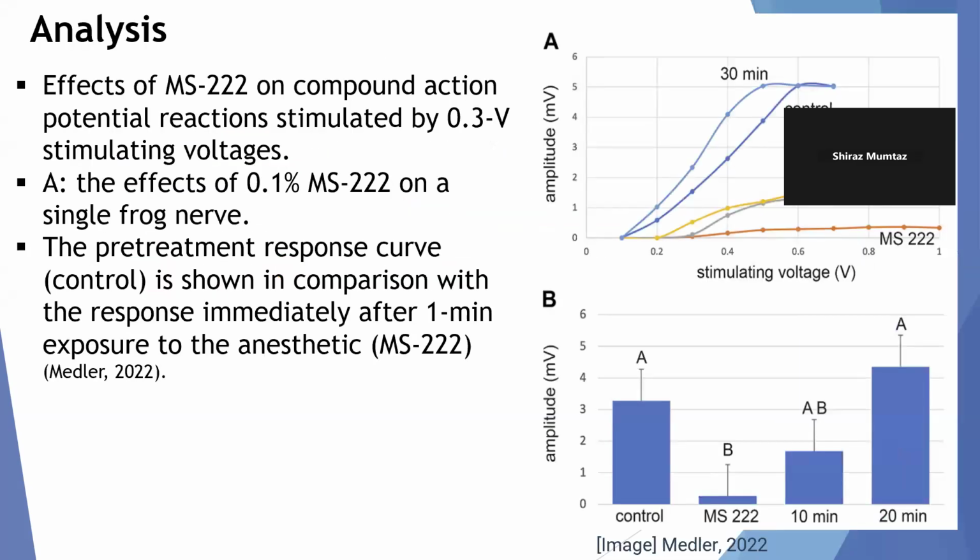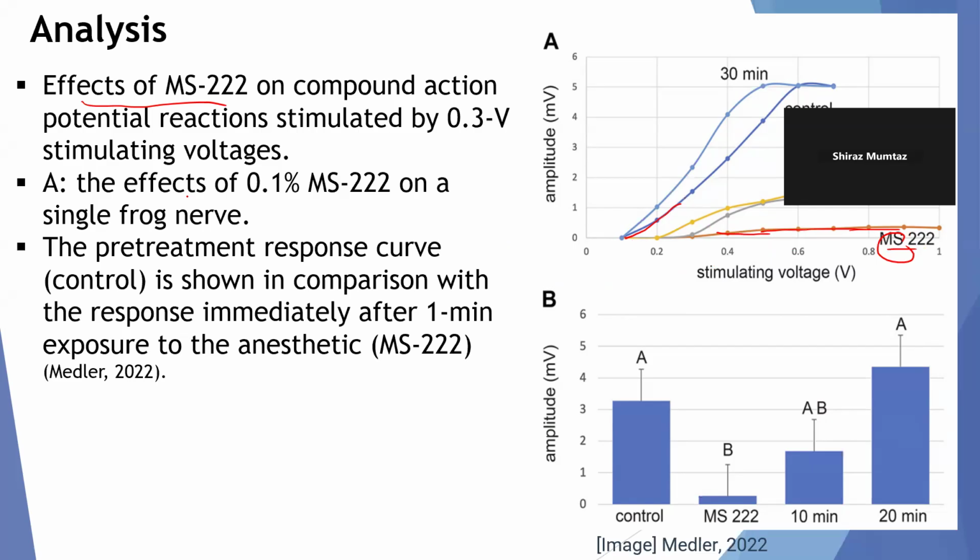For the analysis, as you can see in this picture, this is the effect of MS-222, which is in red, and how it blocks the action potential generation. Here is the normal action potential generation, but the action potential is inhibited after applying this agent, which causes a decrease of the action potential. It is a voltage-gated sodium channel blocking agent.